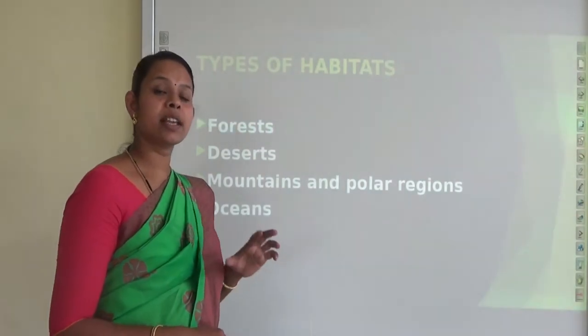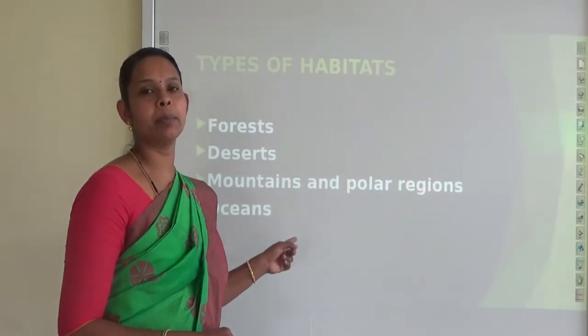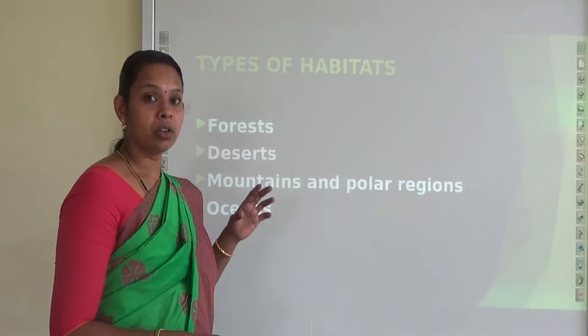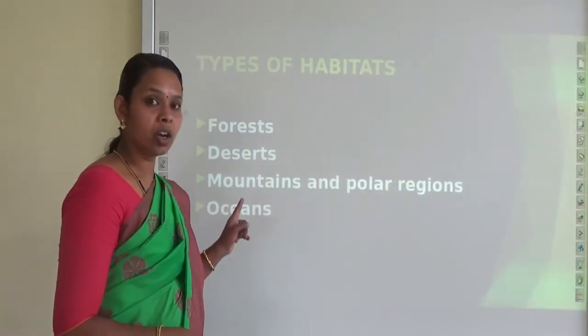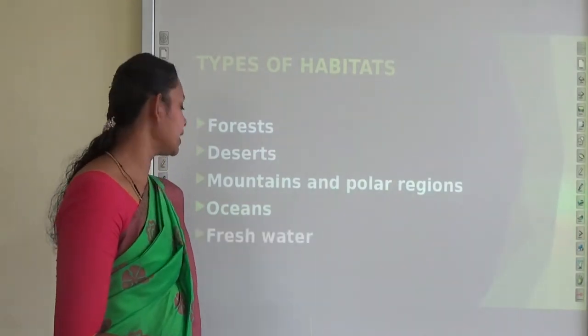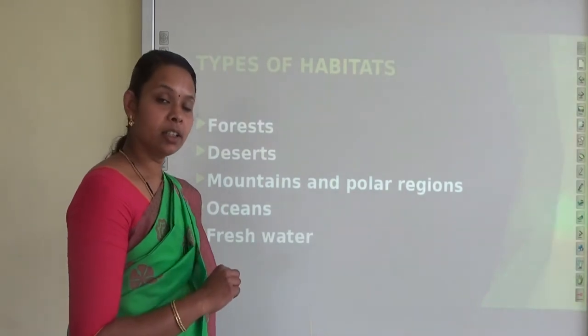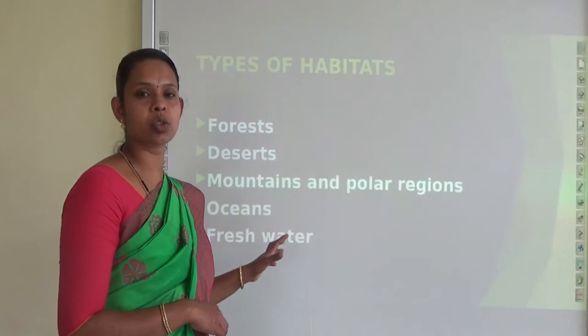Ocean is a large area, the biggest habitat. A large variety of animals such as different types of fishes, whale, etc. live in oceans. And the next one is freshwater. In freshwater, a large variety of animals are living, like fishes, alligators, crocodiles, etc.